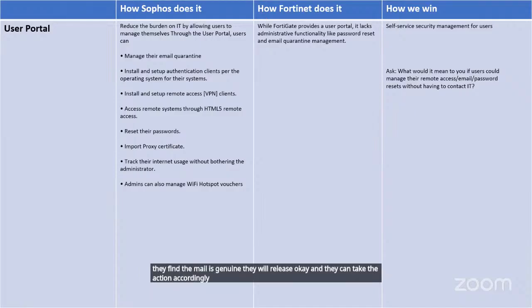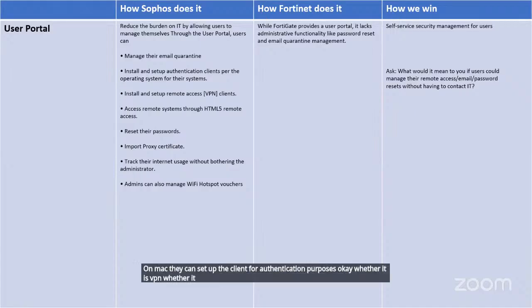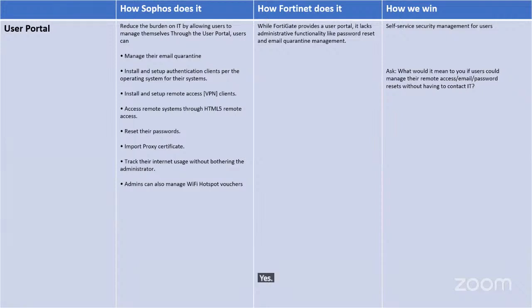Install and set up the authentication client as per the operating system. Whatever operating system they are using, Windows or Mac, they can set up the client for authentication purposes, whether it is for VPN or for getting internet access. We will see that. And yes, of course, as I said, install and set up the remote VPN client.